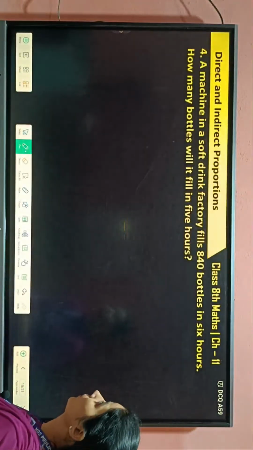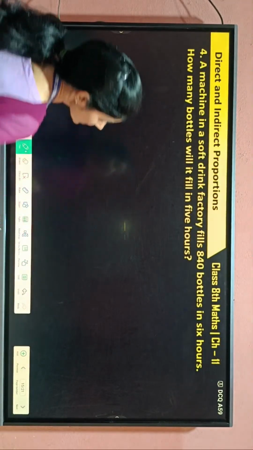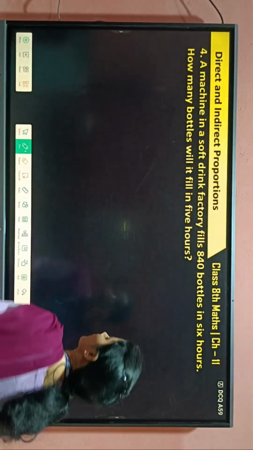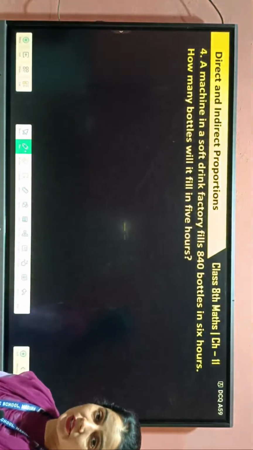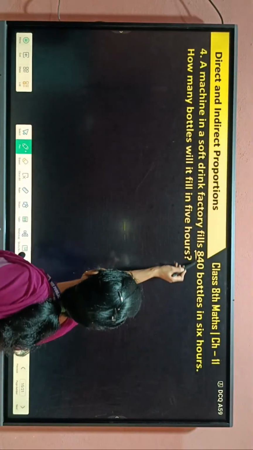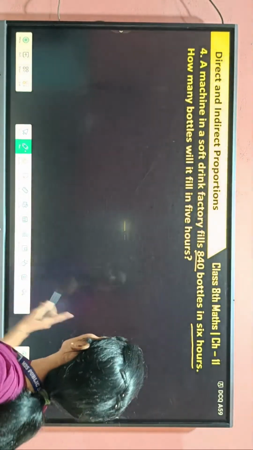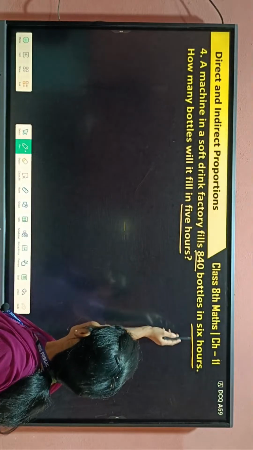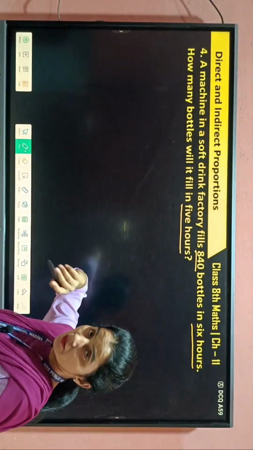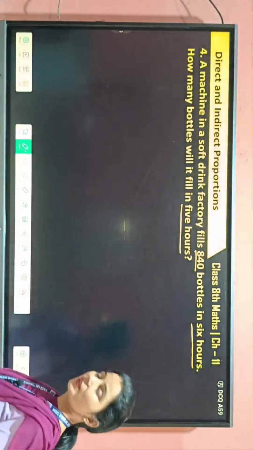Question number 4. A machine in a soft drink factory fills 840 bottles in 6 hours. How many bottles will it fill in 5 hours? See, try to identify whether it is direct proportion or inverse proportion. If time is less, then fewer bottles this machine will fill. If more time, more bottles will be filled. So this is a case of direct proportion.